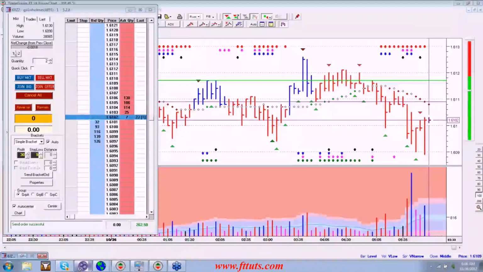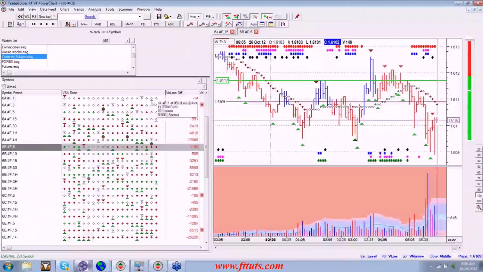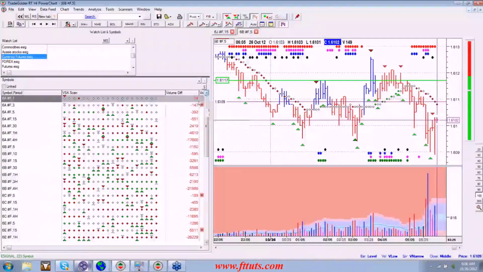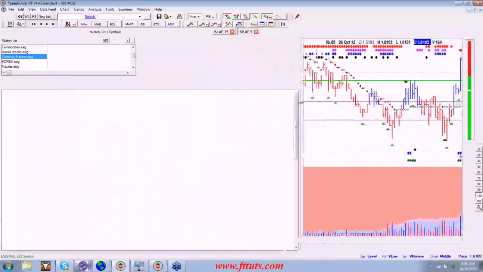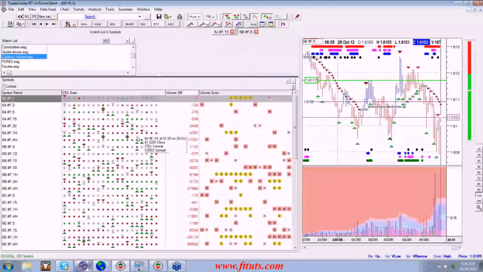Okay, so let's close down the trading dome for a second. And we'll put the scanner up. And what we're going to do is we're going to start by going through what we're looking for, so you can understand what we look for. And in order to do that, I'm going to bring up the scanner in Trade Guider RT, because that's what I use. And can everyone see this scanner that's running live at the moment?